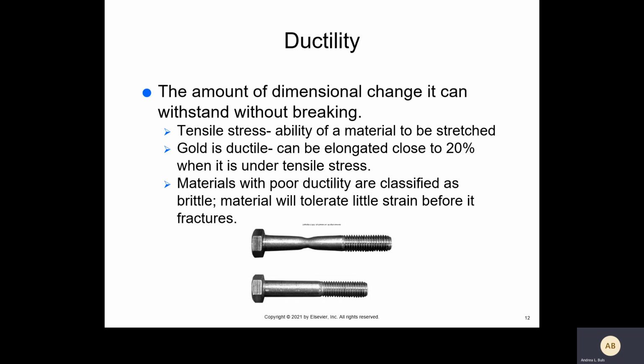Tensile stress, which I talked about in the last chapter, is that ability of a material to be stretched, just like tinsel on the Christmas tree. Gold is very ductile. It can be elongated close to 20% when it is under tensile stress before it breaks. Materials with poor ductility are classified as brittle. The material will tolerate very little strain before it fractures if it's put under that type of stress.